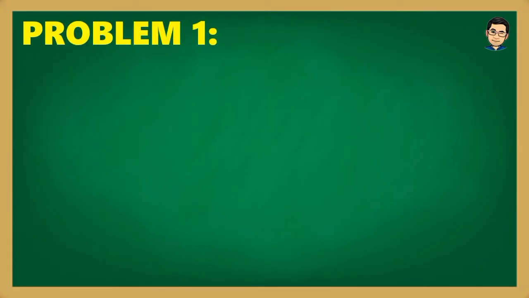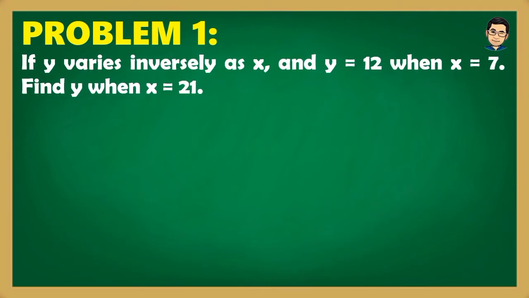So, let's have problem number 1. If y varies inversely as x and y is equal to 12 when x is equal to 7, find y when x is equal to 21. So, sulat lang natin yung equation ng inverse variation, which is y is equal to k over x. And then, isubstitute natin yung y is equal to 12 and x is equal to 7. So, the value of y is 12. And then, k over the value of x, which is 7. Yung next na gagawin lang po natin dito is mag-cross multiply.